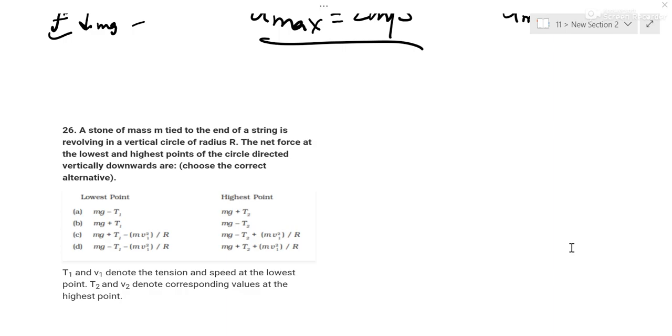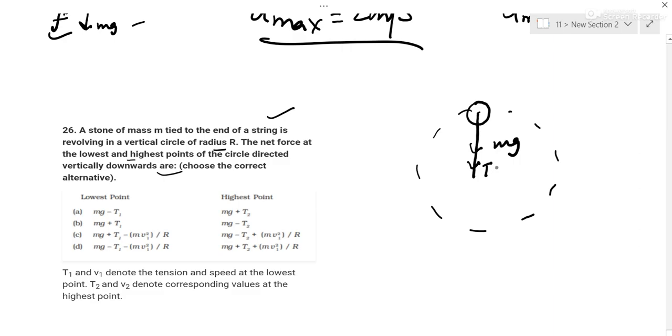Let us see this question. Question number 26. A stone of mass m is tied to a string and moved in a vertical circle of radius r. Net force at highest and lowest point are, so you can see if it is at the highest point, weight is acting like this and the thread is also like this, so tension is also this side, so it is T plus mg. At the highest point it should be tension plus mg, which is correct.